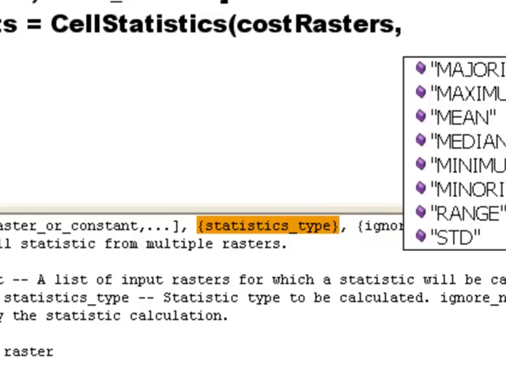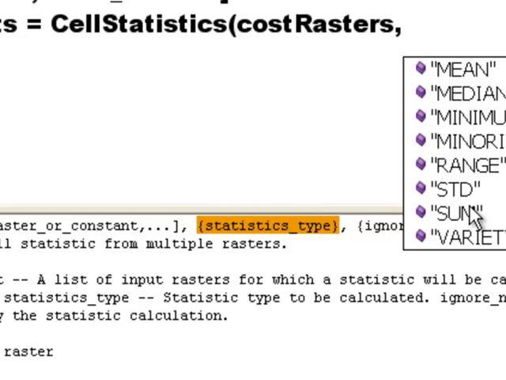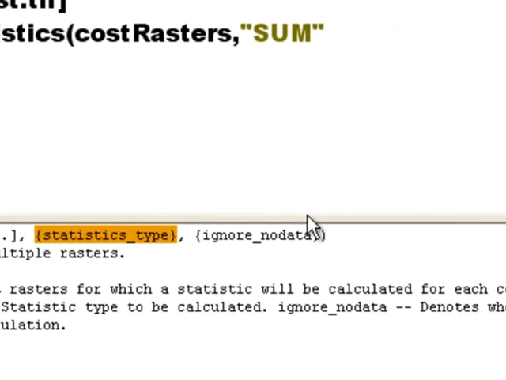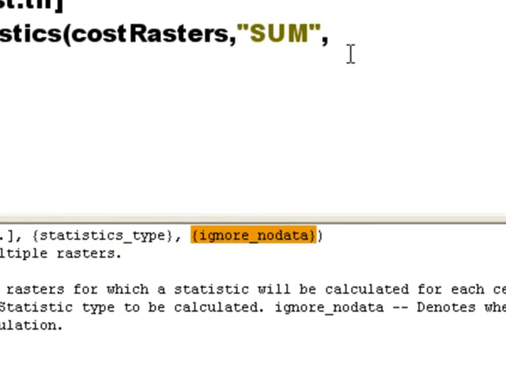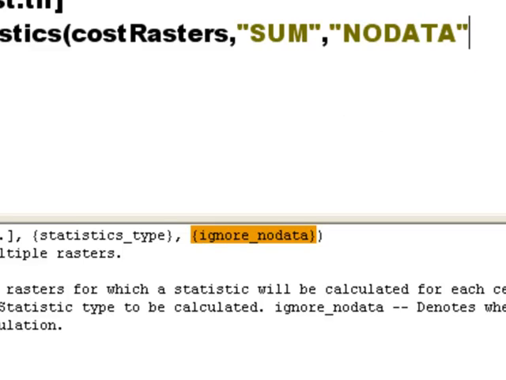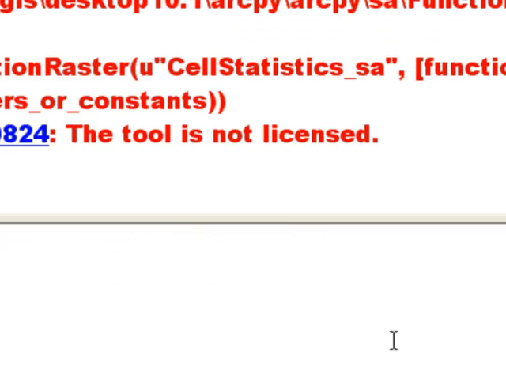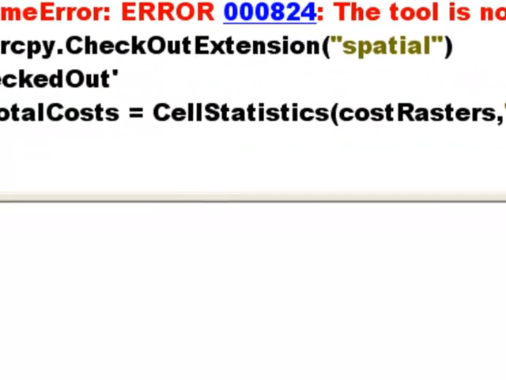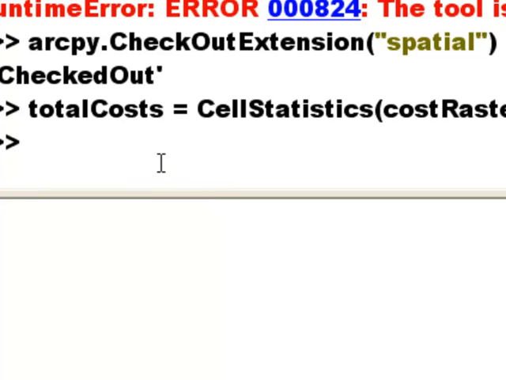And then what do we want? We want to add them together, so that would be add all the raster pixels. And then how do we handle no data? So if it's no data, we want to make the entire pixel no data. If lake cost is no data or bridge cost is no data for a pixel, make that pixel no data. Okay, so the tool is not licensed. I forgot to check on the spatial analyst extension. Okay, so now we've got a raster representing the total cost across any pixel.